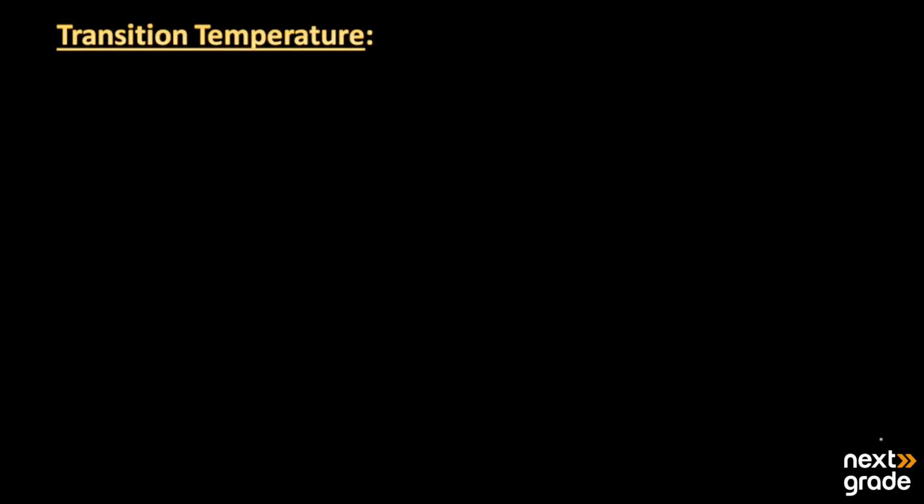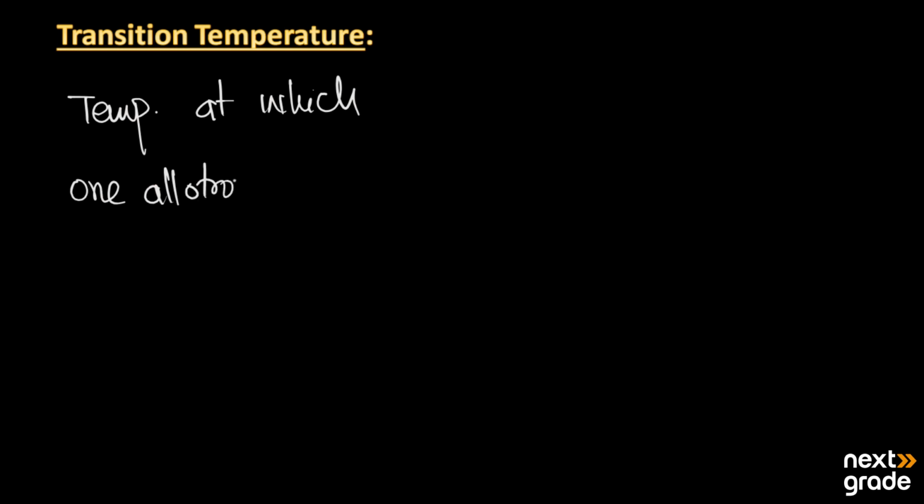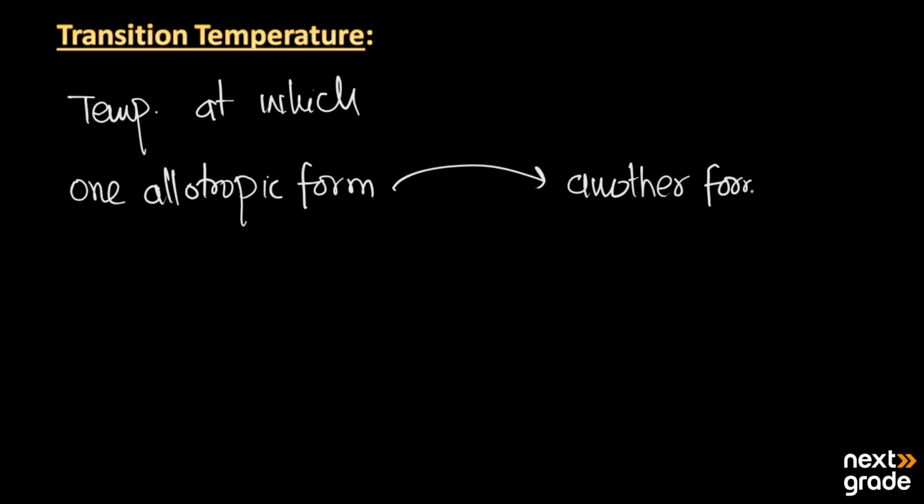Next we have the term transition temperature, which is very important from the point of view of allotropes. Basically, transition temperature is the temperature at which one allotropic form of an element is converted into another allotropic form. That temperature we call the transition temperature.